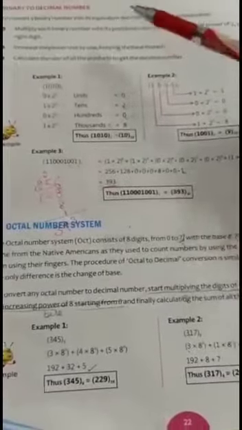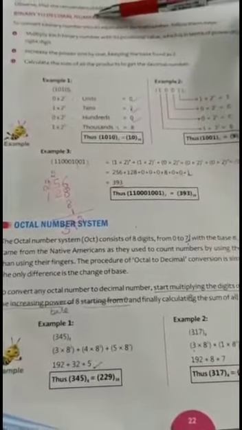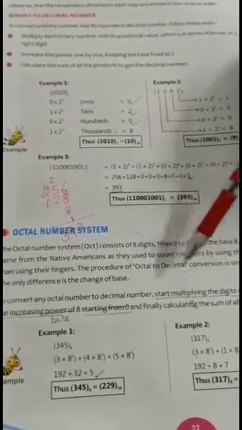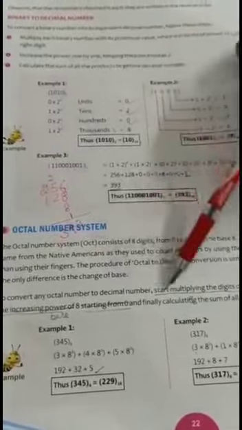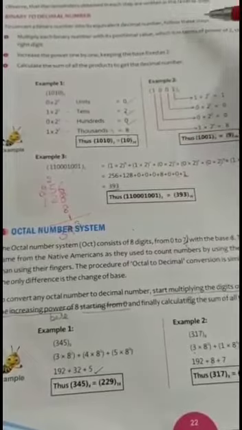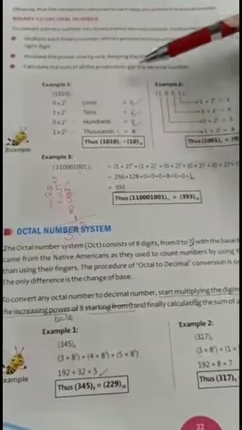So in the last video we had discussed conversion of binary to decimal number system. Today we will discuss the conversion of octal to decimal. The steps will remain the same, only the difference is in the base. In binary number system, we are using 2 digits, so its base will be 2.